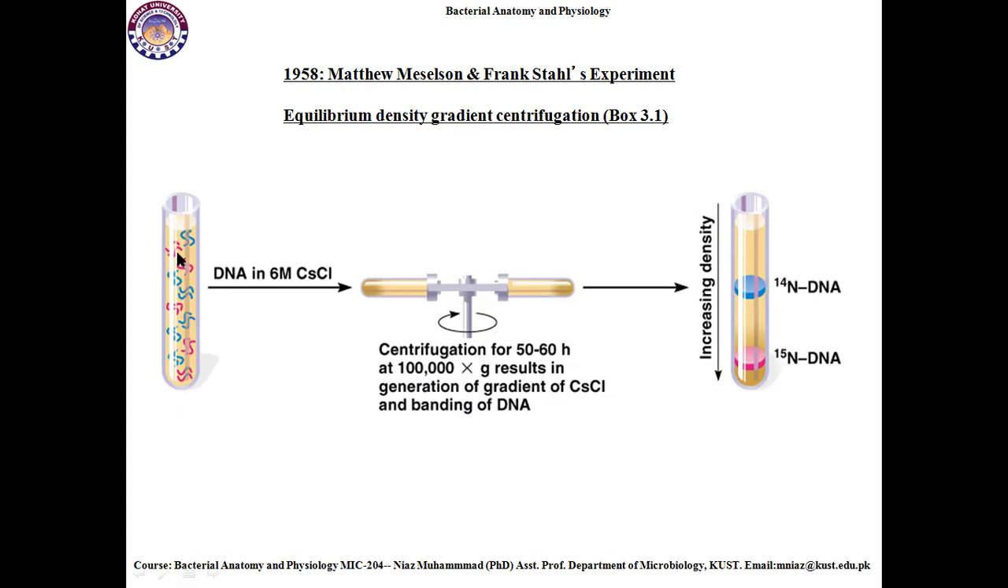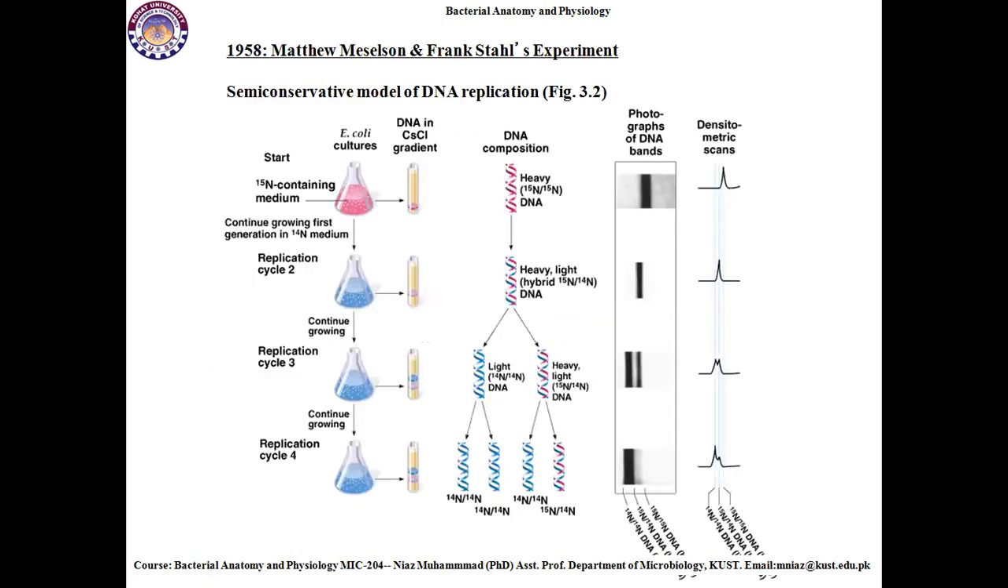Here, two strands of DNA were labeled with N14 and N15. The blue one is N14 and the pink one is N15, and they separated both strands in this way. From the 1958 experiment of Matthew Meselson and Franklin Stahl, the semi-conservative model of DNA replication was proved by experiment.